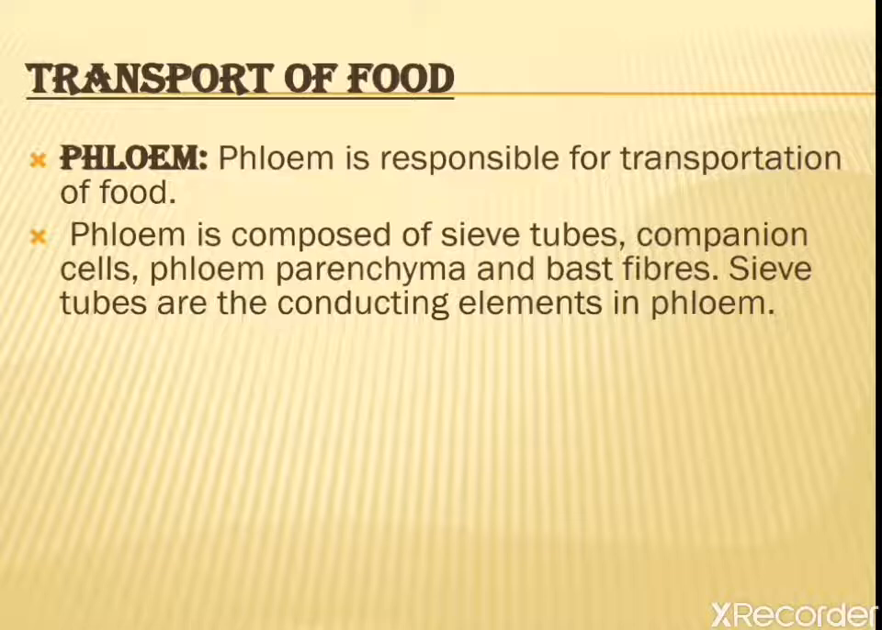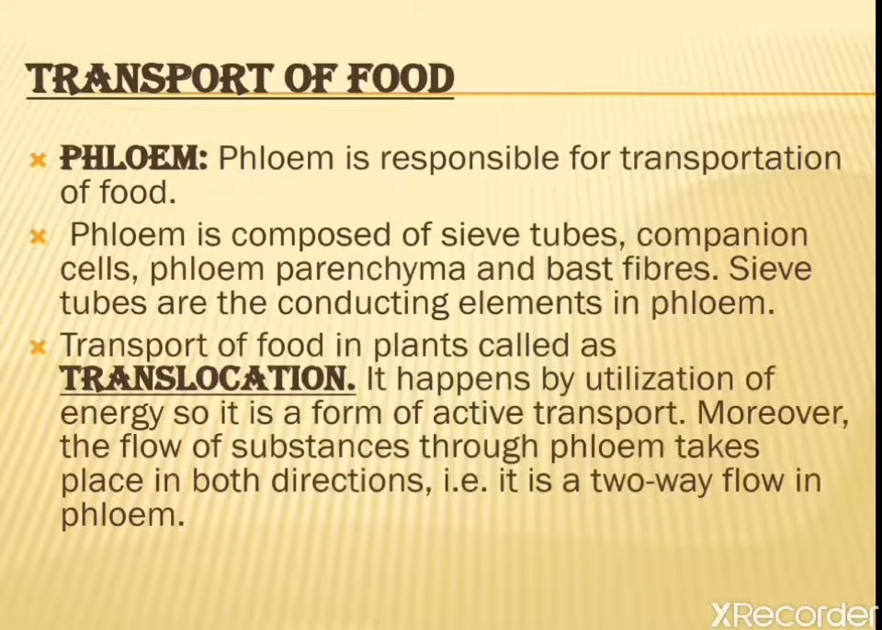Sieve tubes are the conducting elements of the phloem. Means they help to conduct the food from the leaves to other parts of the plant. It transports food in both the directions, upward as well as downward direction. This transport of food is called as translocation. It's an active transport because in this energy is used. The flow of substance through phloem takes place in both directions, upward as well as downward.